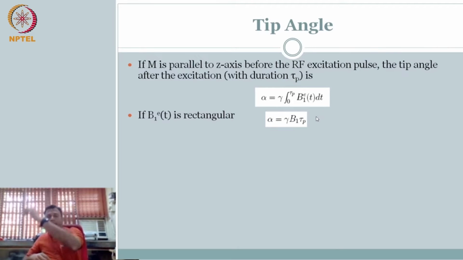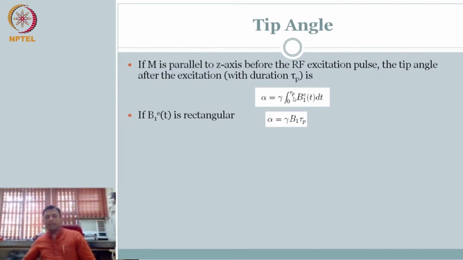So the idea is I want to tip it. I know how to tip it, which is to apply an additional B1 field, which is a rotating magnetic field. If I apply that, I will be able to do it. So how much should I tip? That is your tip angle. So I will get the tip angle alpha is equal to gamma times the integral from 0 to tau p.